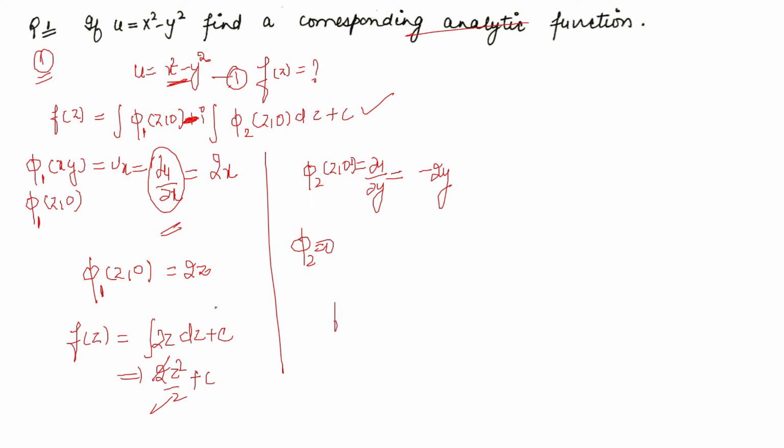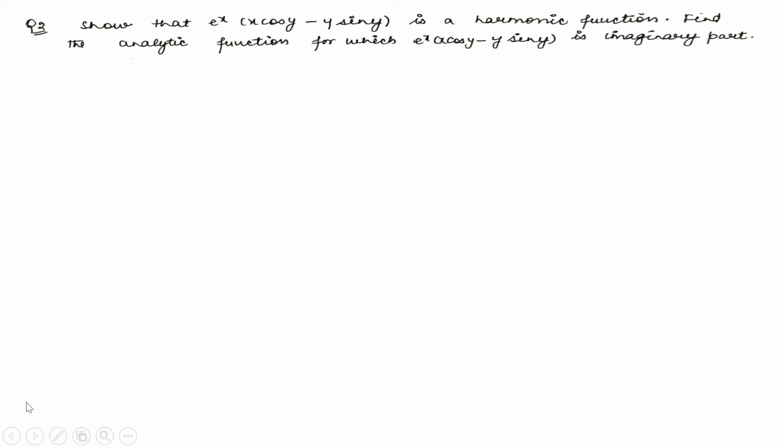So f(z) can be represented as z squared plus a constant c. So this is your answer. Okay, so this is the analytic function f(z). So I hope this question is clear to you. Now moving to question number 2.